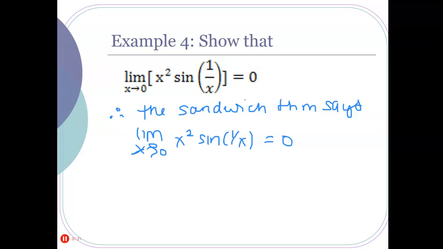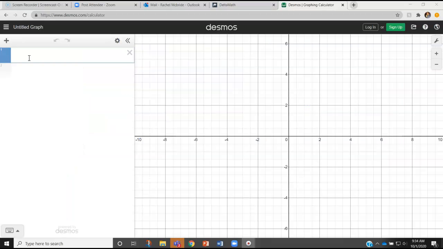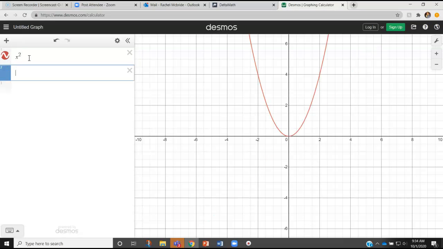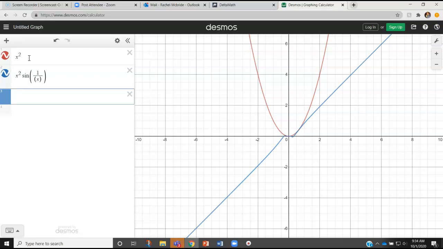We could see this graphically if we put it in our graphing calculators. On your graphing calculator, you could type in Y1, the upper function, which is x squared. In Y2, you're going to put the function we squeezed, which is x squared sine 1 over x. And then we're going to put in the negative x squared.